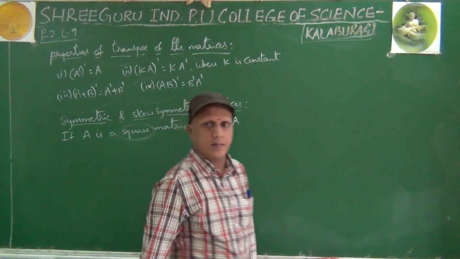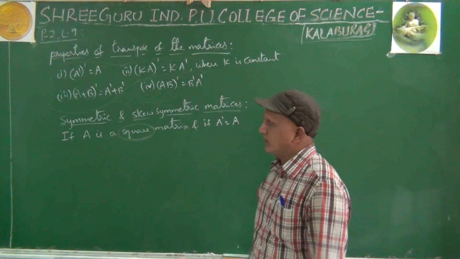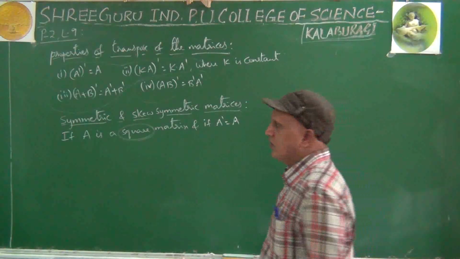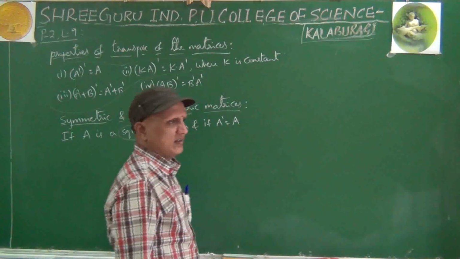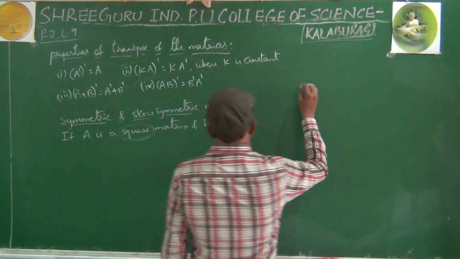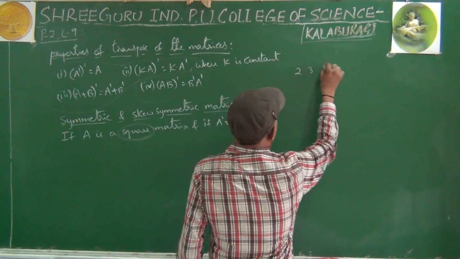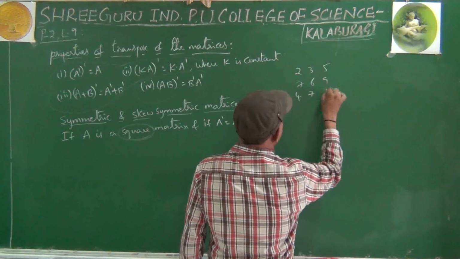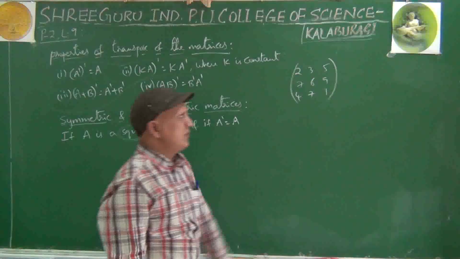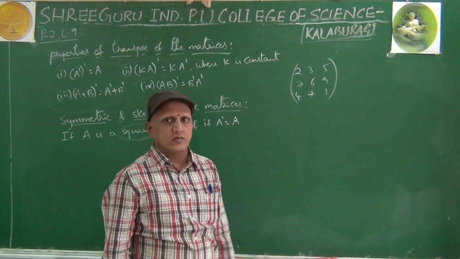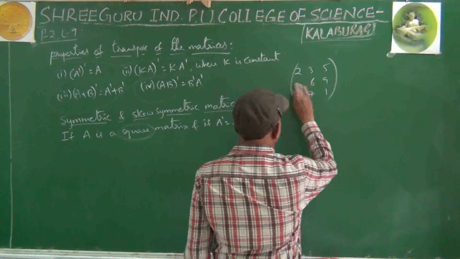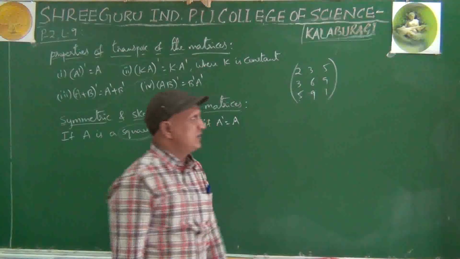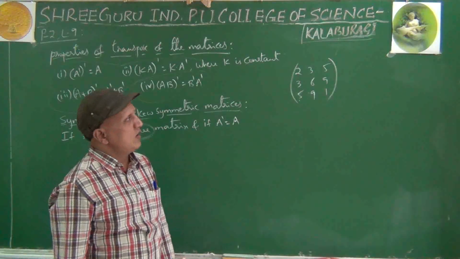Square matrix, I told. The definition says only for square matrices, not for all. That means 2 by 2, 3 by 3, like this. 4 by 4 is not there as per our theory syllabus, right? So 3 by 3: 2, 3, 5, 7, 6, 9, 4, 7, 1. Is it a symmetric matrix? No. Then I will write a symmetric matrix. This is a symmetric matrix. Sir, how can we write like that?